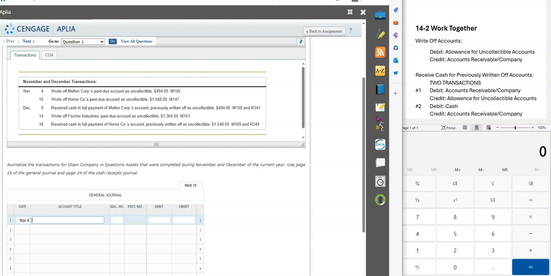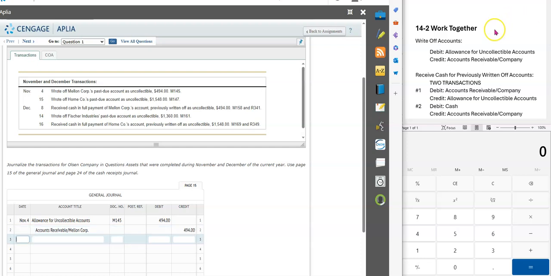So the debit is going to be into the allowance for uncollectible accounts, all right? So allowance for uncollectible accounts. Our memo number, it told us, was 145, and the amount is 494. So then your credit is going to be accounts receivable for the company, so Melon Corp. All right, and credit of 494, and that's it for that one.